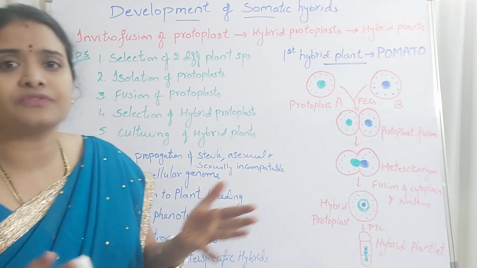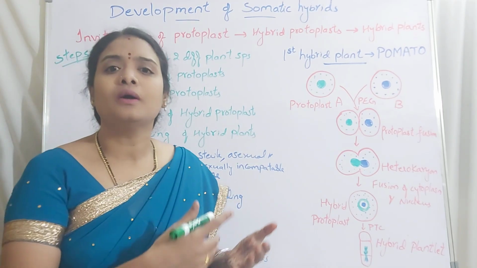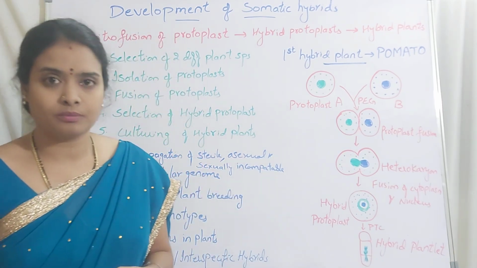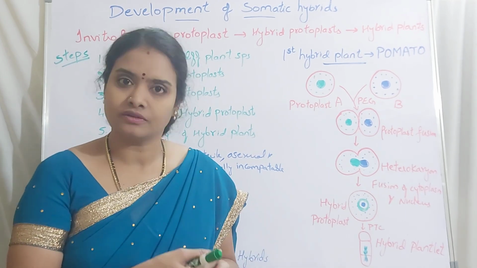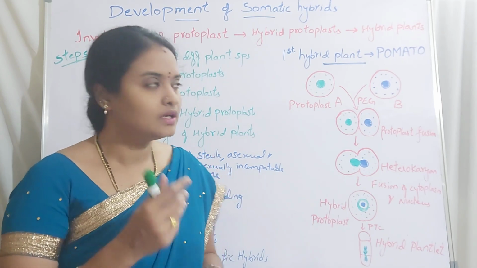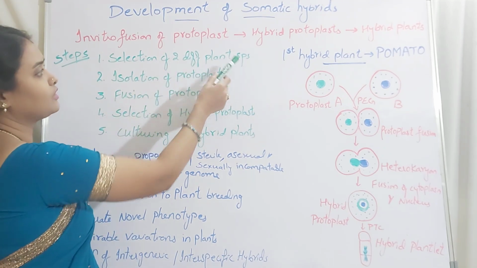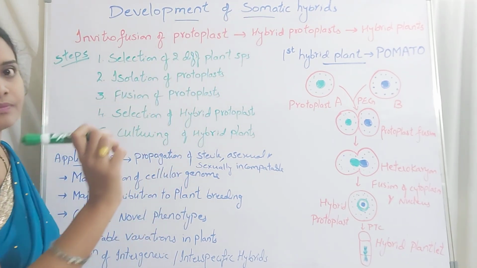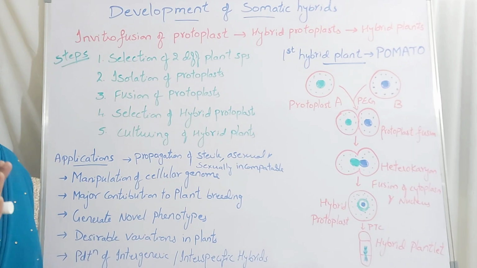So first, selection of two different plant species. For example, if you are taking flowering plants, the flower may be much bigger in size in one species, and in the other species the color of the flower may be good, right? You want both characters to be present in that particular hybrid plant. In that case you select one plant with one beneficial character and another plant with the other beneficial character. Once you select the plants, you take the leaves, because here we are going to take the somatic cells, right? The gametic cells are not at all involved. We are producing the plants by using somatic cells.